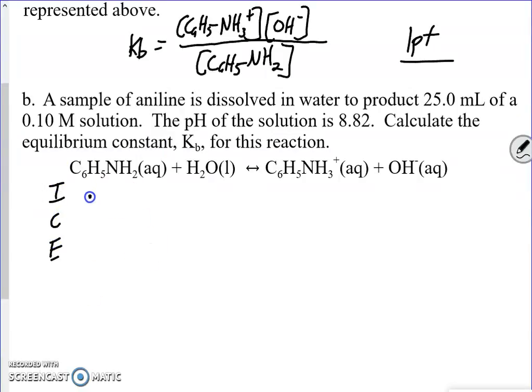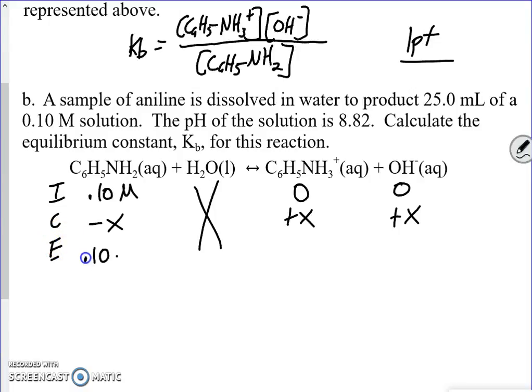Okay, so we know this is 0.10 molar to begin with. Don't care about water. 0, 0. So we're shifting towards the products. And we end with 0.10 minus x, and x. At this point, for a lot of the problems we worked with, we would just use our Kb value, plug it into our expression, and solve for x. However, we don't have that option this time because we have two unknowns. We have our x value, that's unknown, and we have our Kb value, that's unknown.